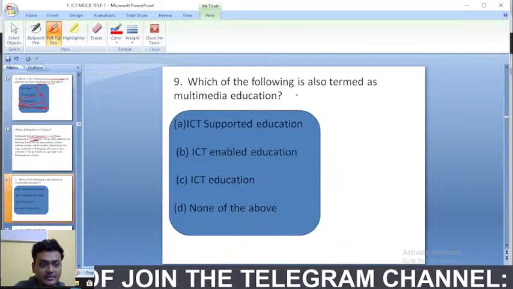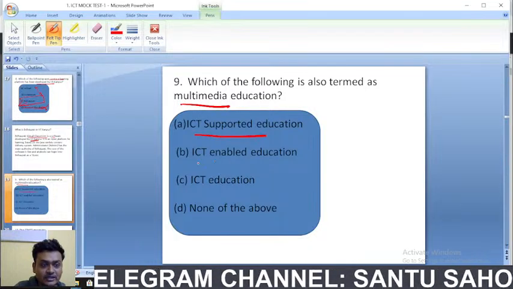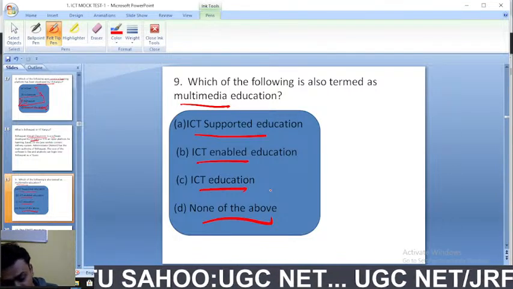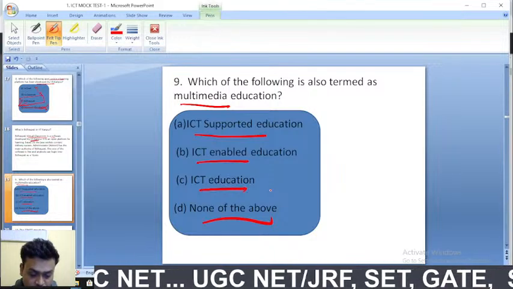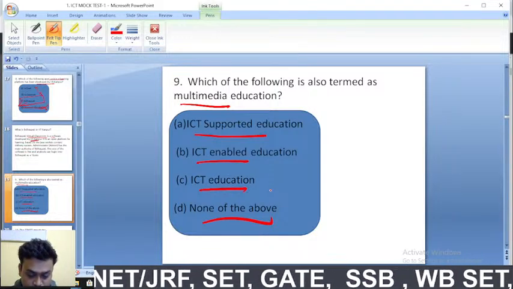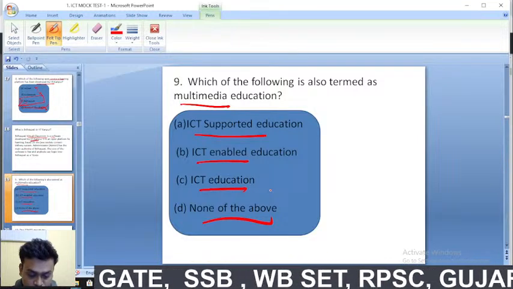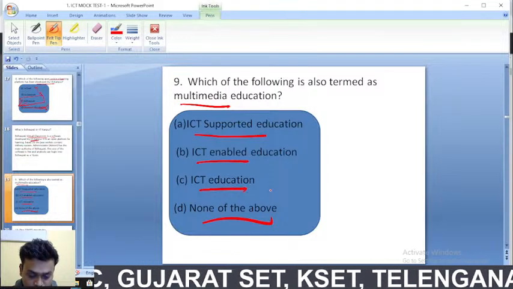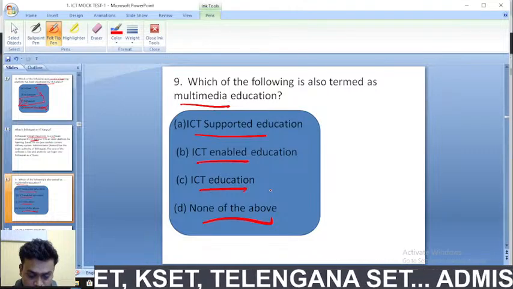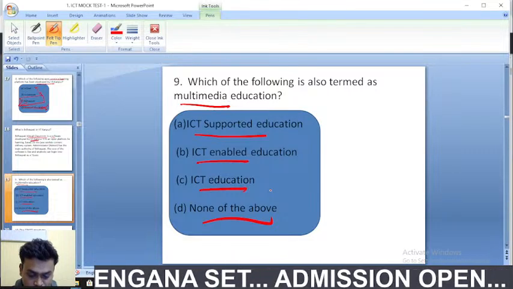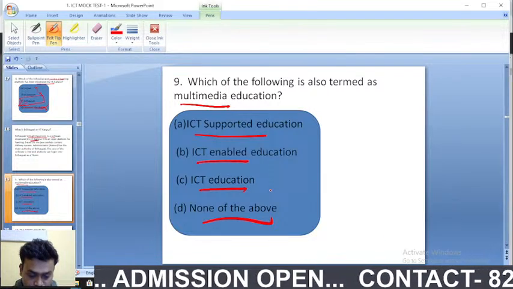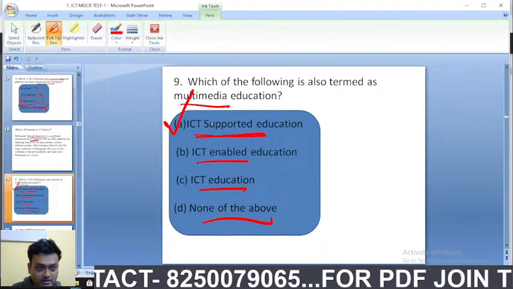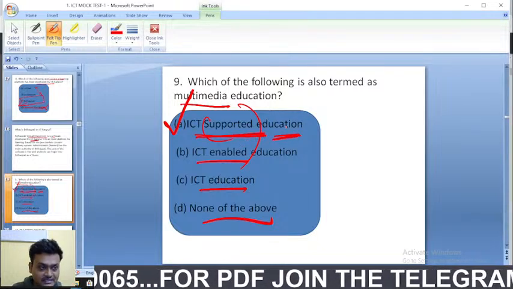Which of the following is also termed as multimedia education? ICT supported education. ठीक है.